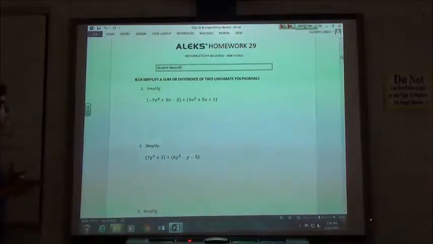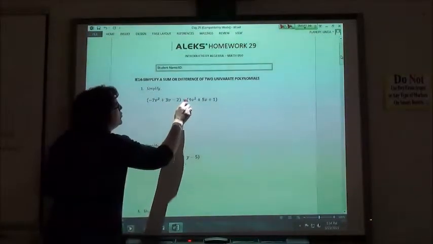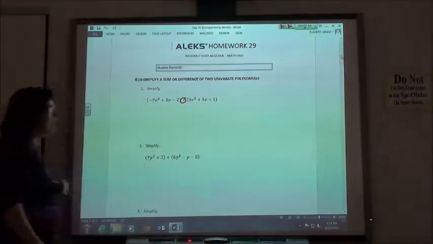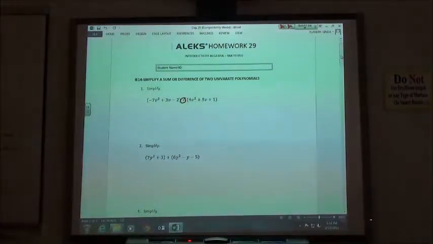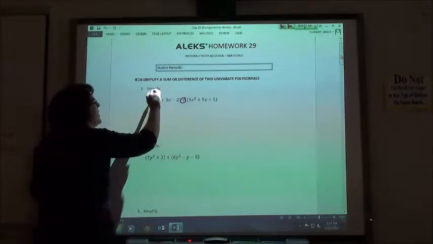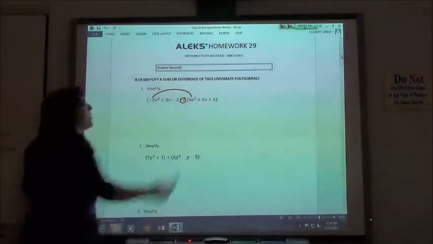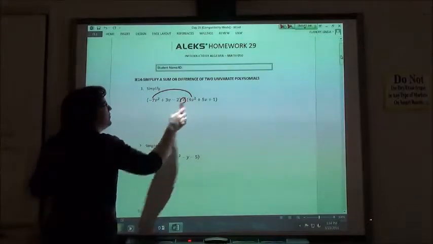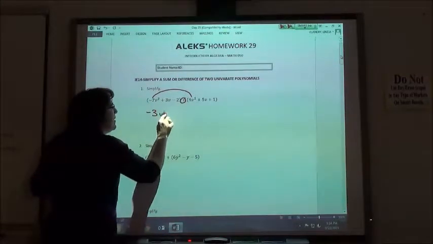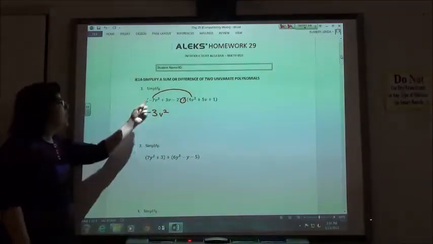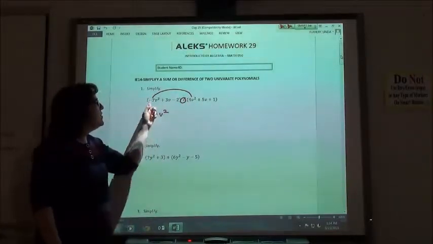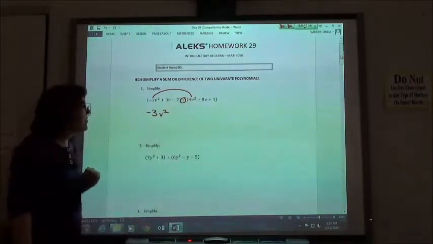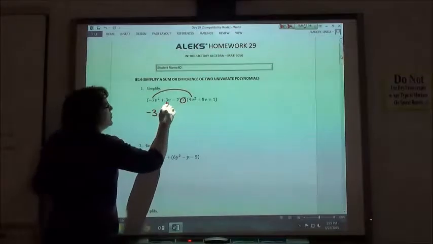So all we're really doing is looking and saying, okay, between these two parentheses we have adding, we're going to add our like terms in our expression. So we have a negative 7v squared and a positive 4v squared. Negative 7 plus 4 is negative 3v squared then. We add or subtract our coefficients, but we leave the exact same variable. Then we do our middle terms.